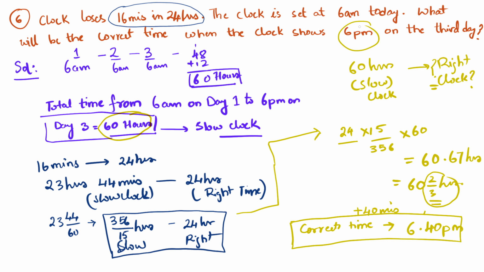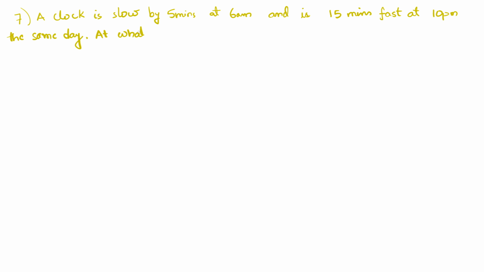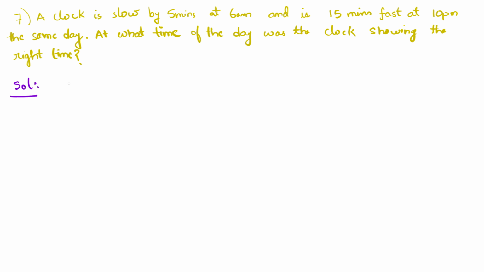and not 6 p.m. And the final example that we have is: a clock is slow by 5 minutes at 6 a.m. and is 15 minutes fast at 10 p.m. the same day. At what time of the day was the clock showing the right time? Well, to begin with, from 6 a.m. to 10 p.m., the clock has moved for 16 hours.